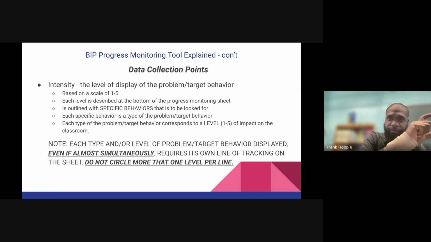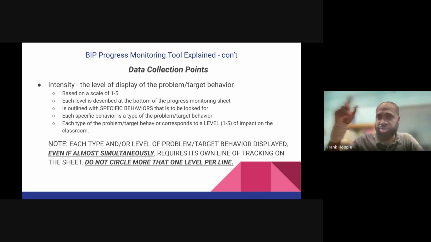So you'll have, on Monday at 12-something, the child displayed a behavior, and then you'll see a 1, but then you'll see a 2 circled, and a 3 circled, 4 circled. That's not how you're supposed to collect it. Each line is supposed to have its own intensity level.